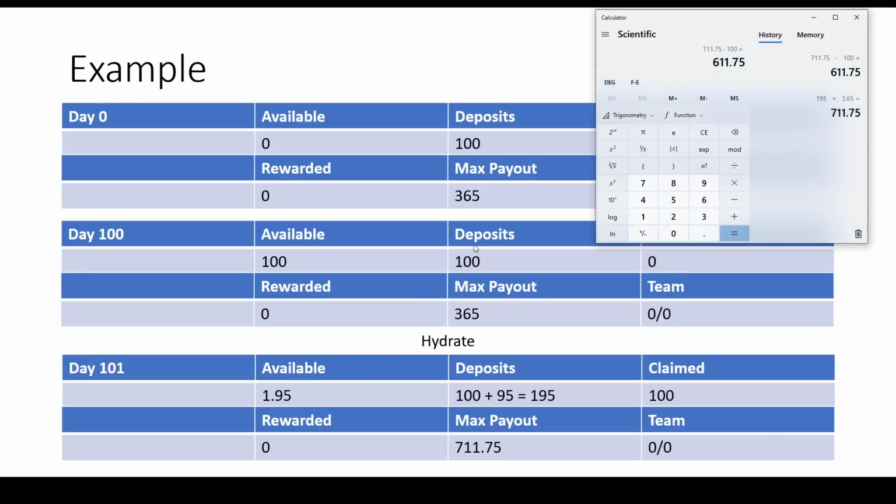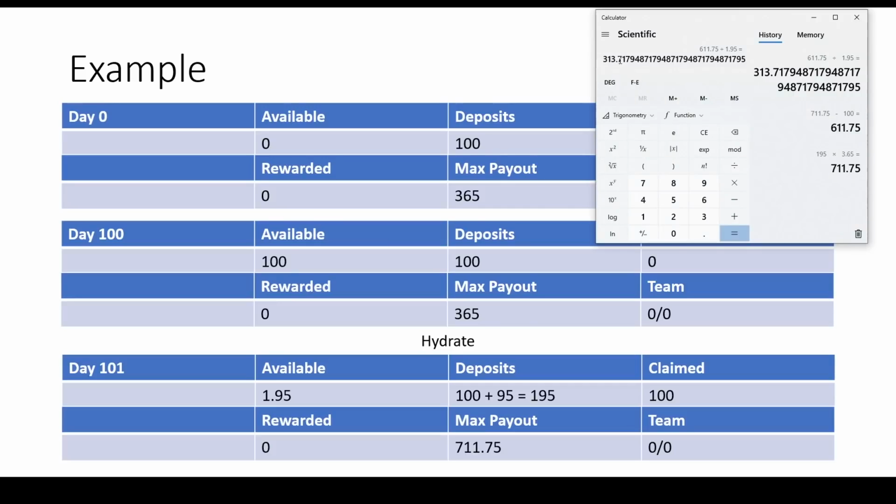How long is that going to take? Well, what's my daily rate? I'm getting 1.95 per day, right? And I have yet to be paid out, how many? 611.75 tokens. That's what I still get to get paid out. If I do nothing more, no more hydrating, no more deposits, I just sit on it the rest of the time. How much longer? Well, take 611.75, divide that by your daily pay, 1.95. 313 days.